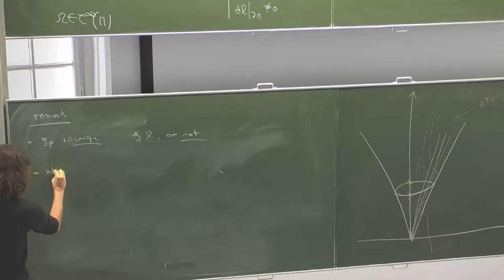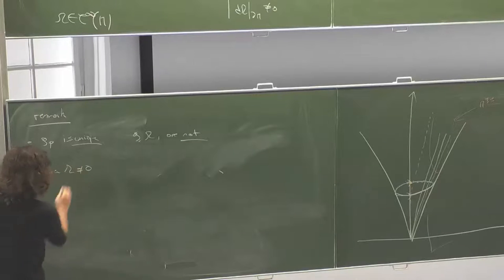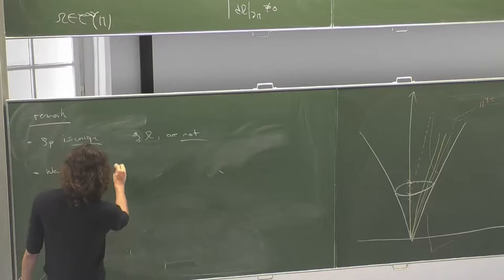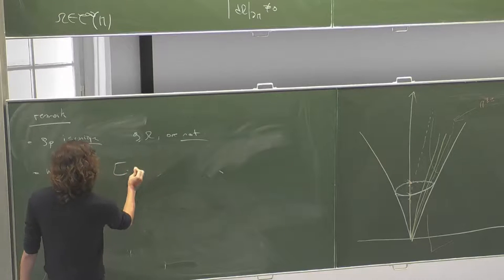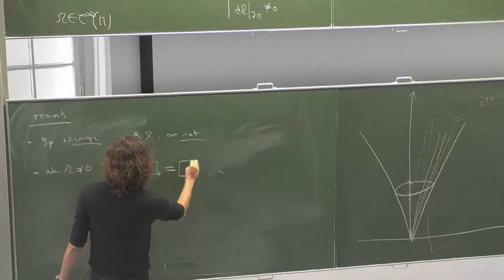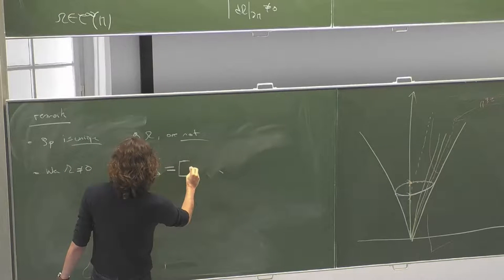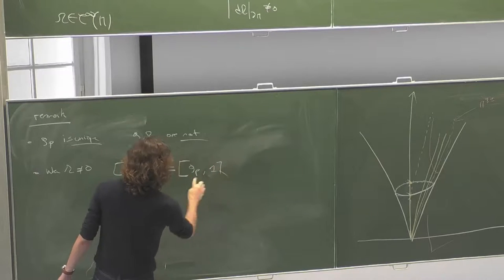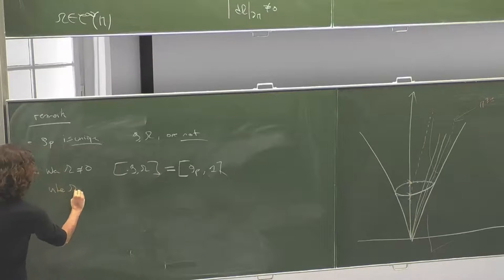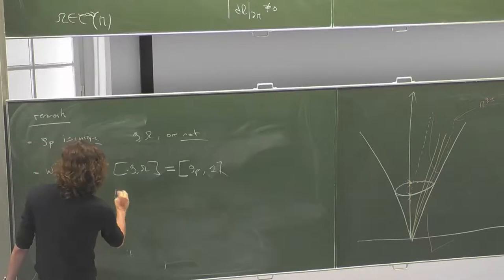Whenever omega is non-zero, you should think of this omega as being a Stueckelberg field or compensator field. So whenever omega is non-zero, you can choose the representative where omega is one, right? And then what you get is just G physical. Of course, when omega is zero, you're just not allowed to do this.